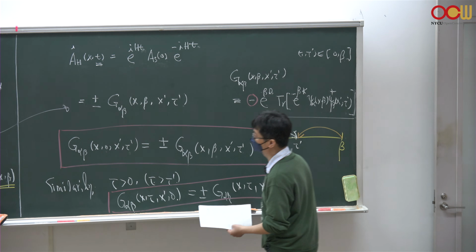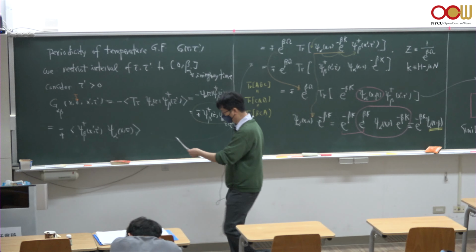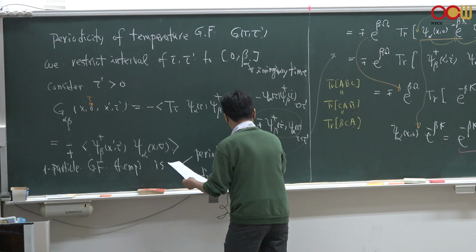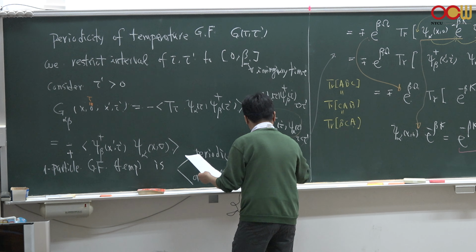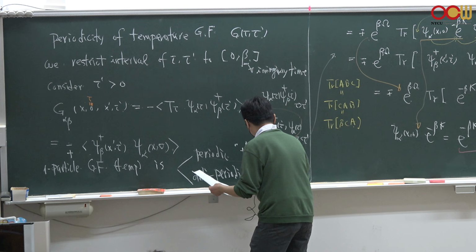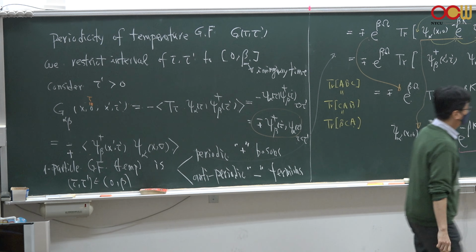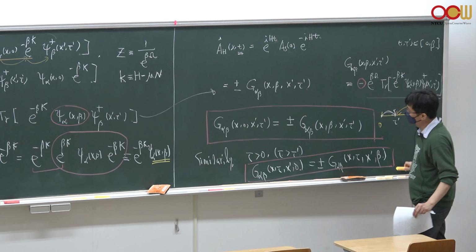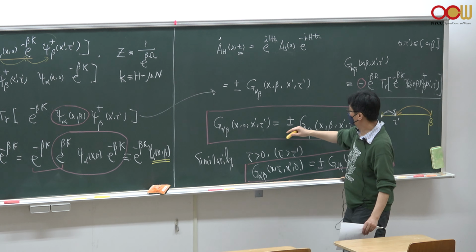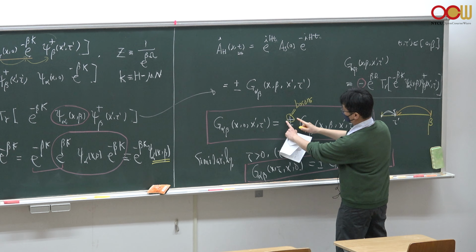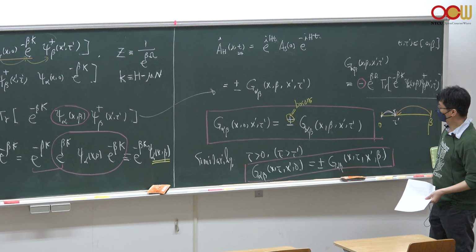So let me summarize this periodicity of the Green's function. The single particle Green's function, the temperature Green's function, is actually periodic or anti-periodic, meaning periodic for the plus sign for bosons and anti-periodic for the minus sign for fermions, in the interval of 0 and beta. Let me comment on this periodicity. The upper sign, plus, refers to the relation for bosons. For bosonic Green's functions, you follow the plus sign, meaning you have a periodic structure of this Green's function between two different endpoints.